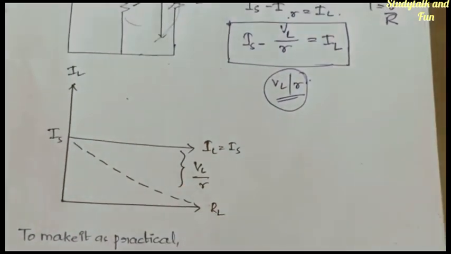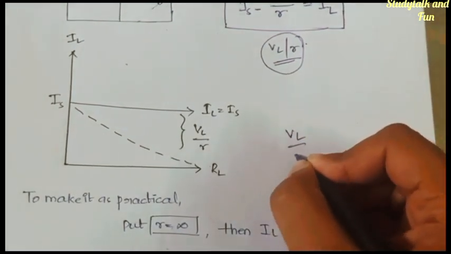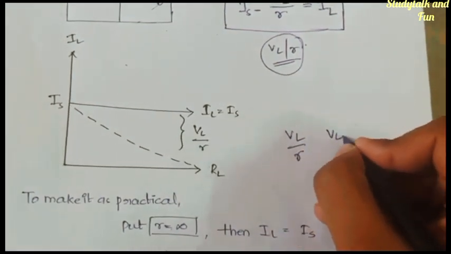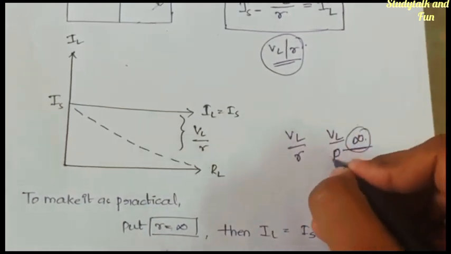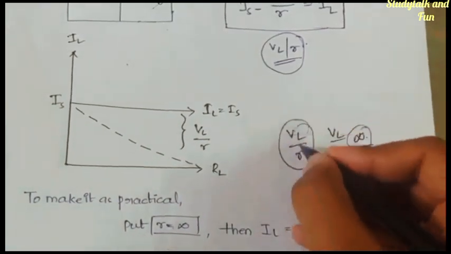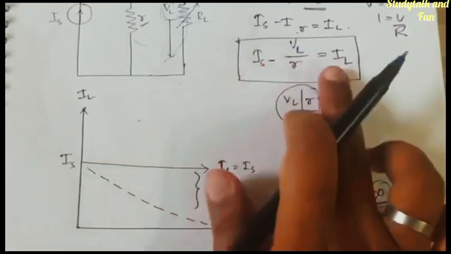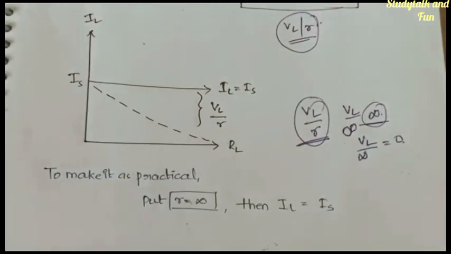Okay, in order to make this one as practical, what you will do, in voltage we took r is equal to 0 to make it as practical, but here what we are taking is r is equal to infinity. Why? Because VL by r, right? If r is equal to 0, what will happen? It becomes infinity, which is not valid. So that is why instead of 0 we are taking infinity. Anything by infinity you will get 0, so that this term will become 0, and here automatically IS will be equal to IL. Okay, this is how we do ideal to practical in case of voltage or in case of current.